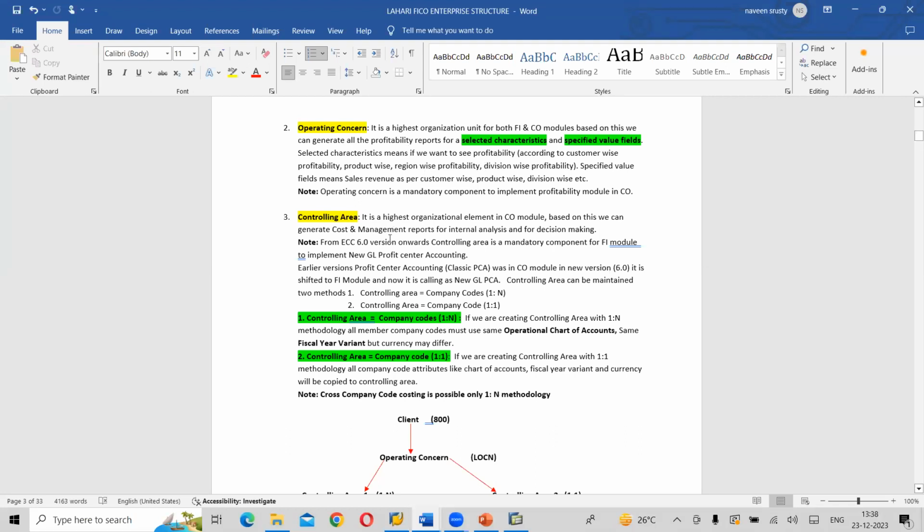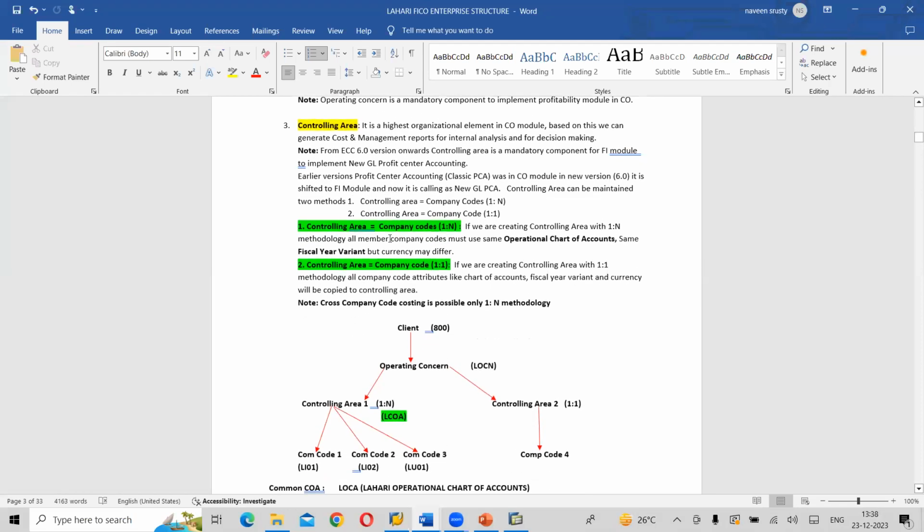Okay, and controlling area also I have given a depth explanation. What do you mean by controlling area? Earlier, this controlling area part was in CO module. As I said, we have FI and CO, both are different modules earlier, right? So whatever controlling area was in CO module.